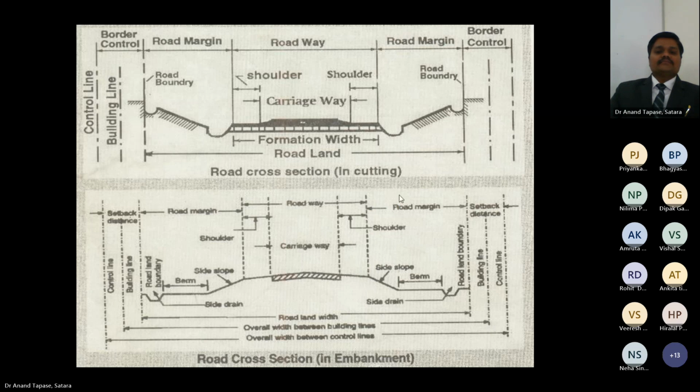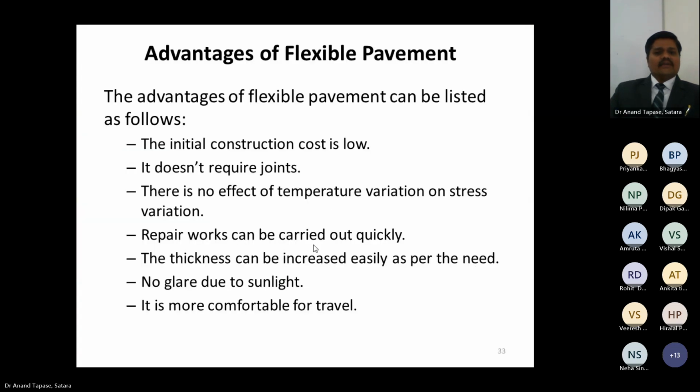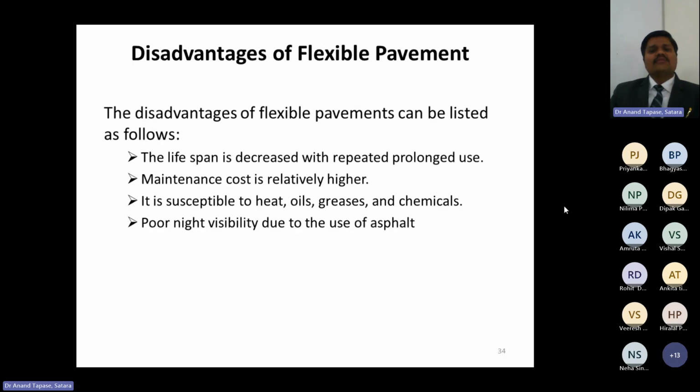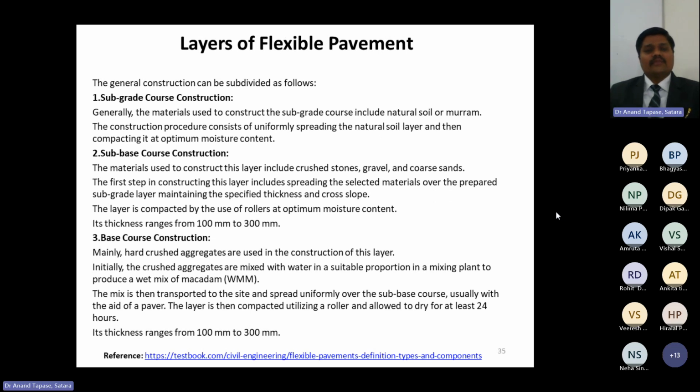I will not go into much detail of this figure. Well, there are a number of advantages that flexible pavements have. The initial cost of construction is low. Repair work can be done smoothly, and a number of pavements in the Indian perspective are constructed as flexible pavements. And there are a number of disadvantages also. Maintenance cost is relatively high. The lifespan is low.